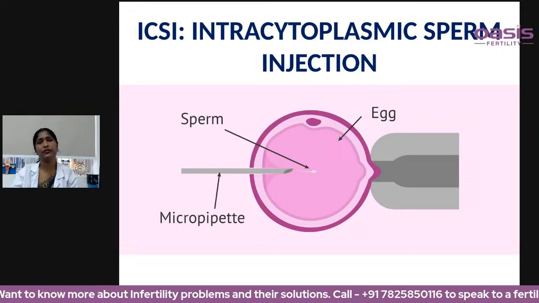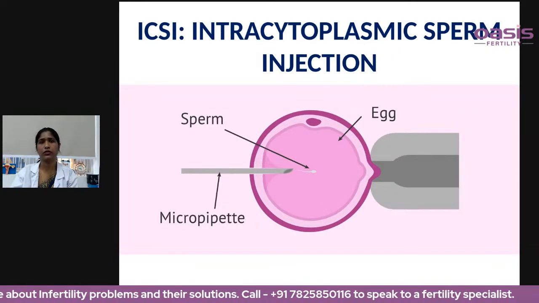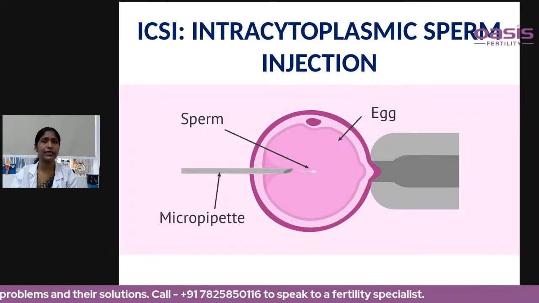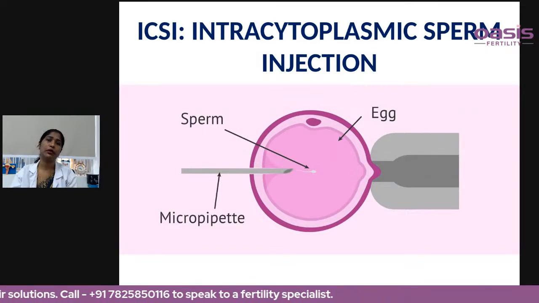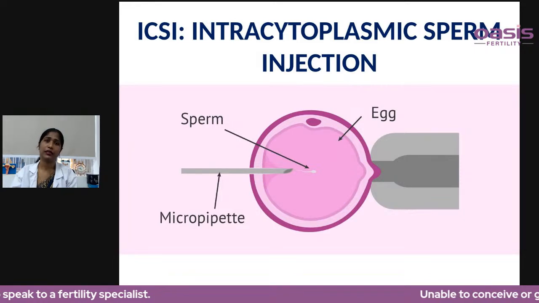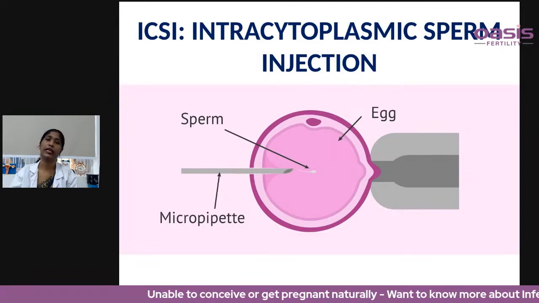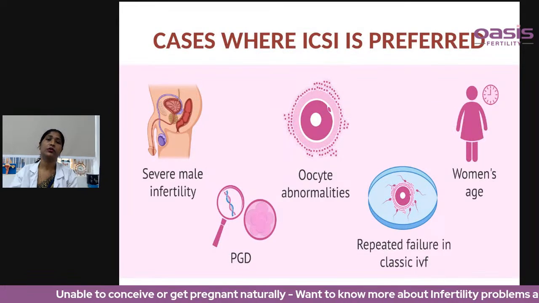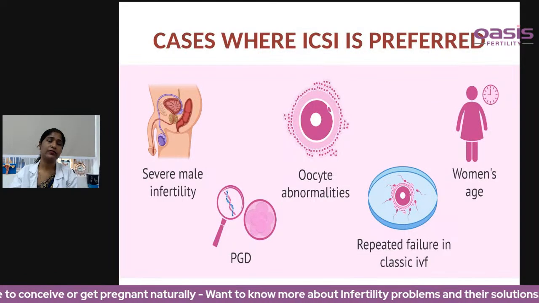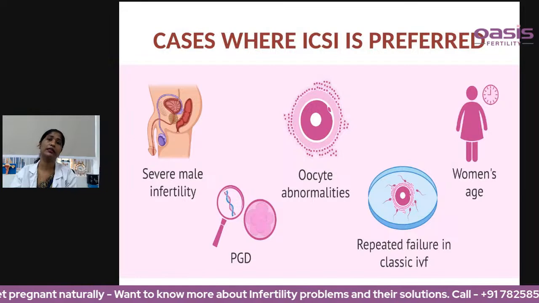But the other way, which we also do routinely, is called ICSI. In this, the embryologist tries to select the sperm manually. The best looking sperm is selected and directly injected into the egg with the aim of fertilization. However, there are particular cases where ICSI is more preferred in comparison to IVF.